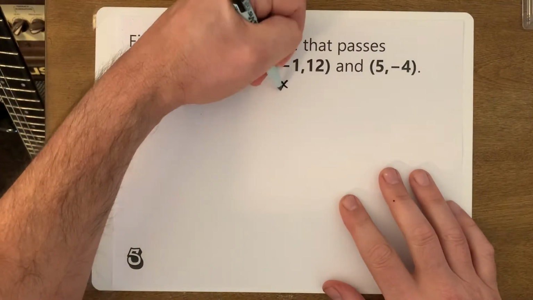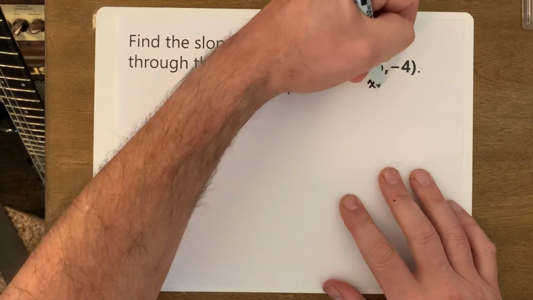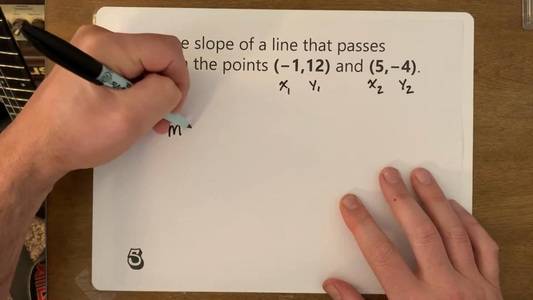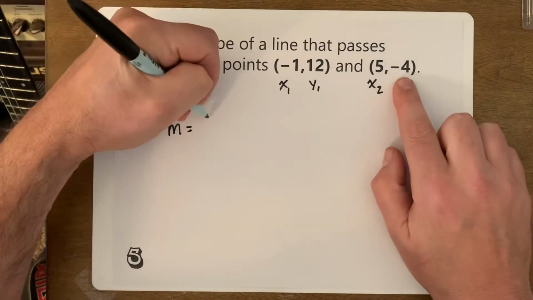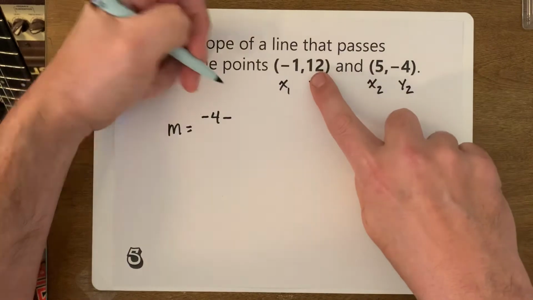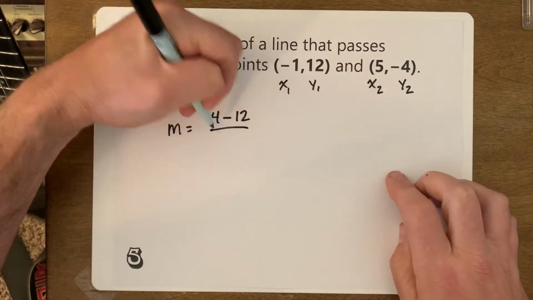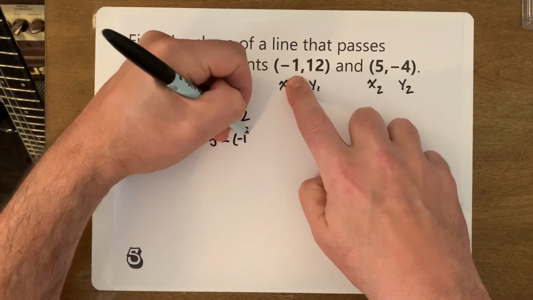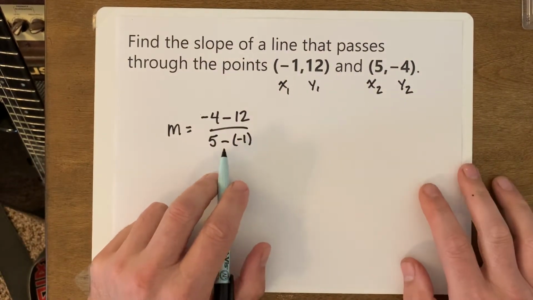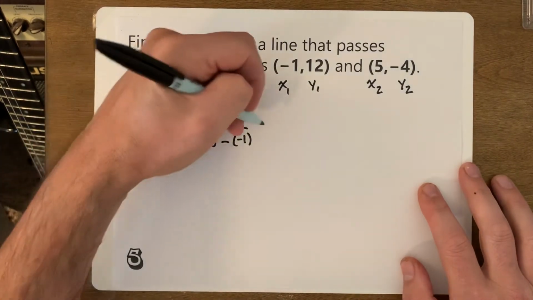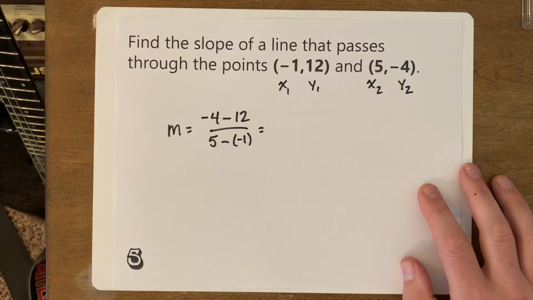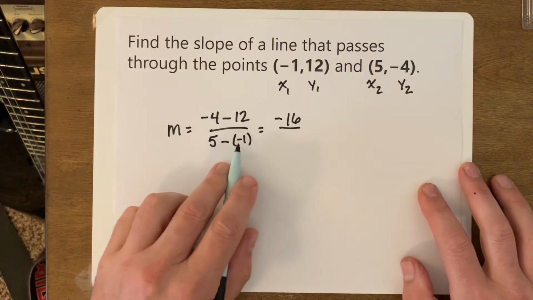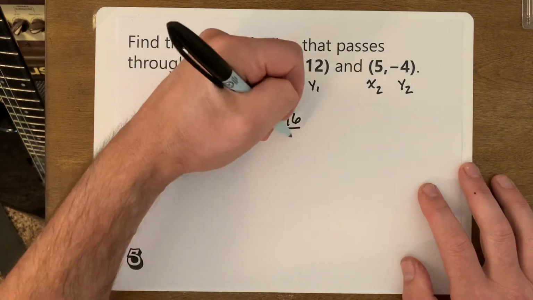Okay, so let's do x1, y1, x2, y2. Not a bad habit. So m is equal to -4 minus 12 over 5 minus -1. And again, I use parentheses because I don't want to lose one of those minus signs there. So here I have -4 take away 12 would be a -16. 5 minus -1 is really 5 plus 1, which is 6.